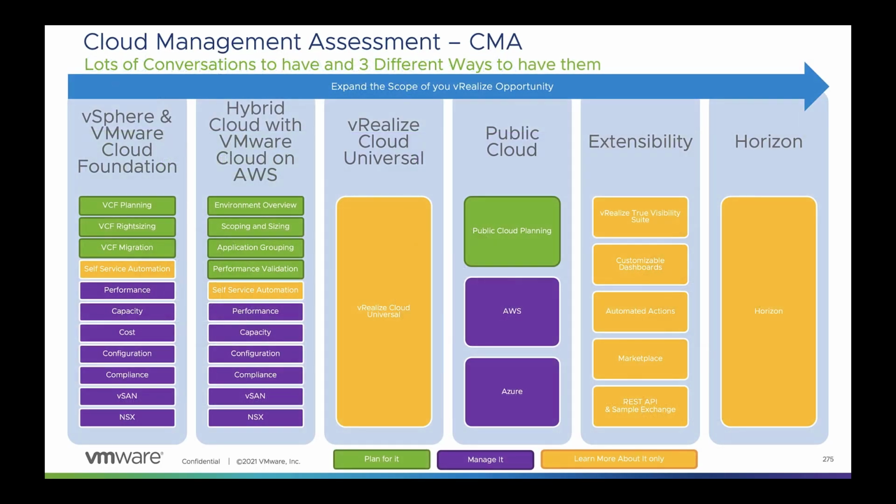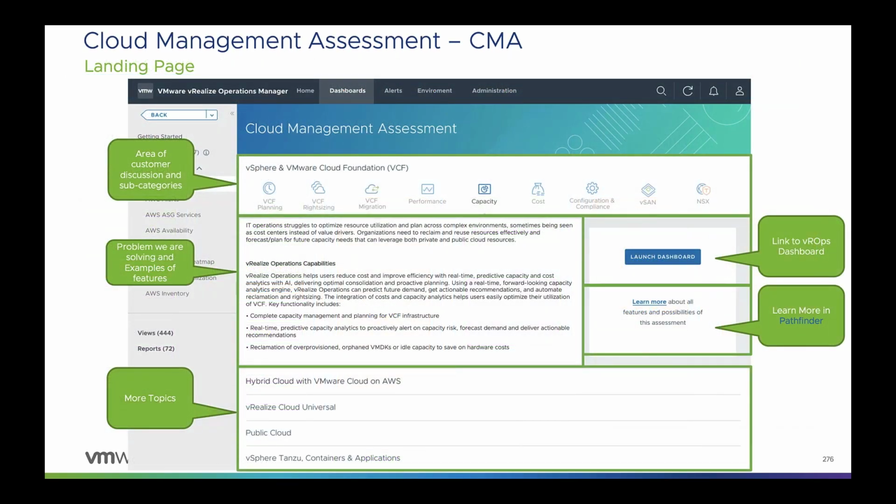So if we color those same modules we were looking at before, we can see that those planning sections are in green, we have the manage sections in purple, and then learn more about it in yellow. So just from a high-level perspective, this is a little bit about what we'll see when we launch into the Cloud Management Assessment. And of course, I will go deeper a little bit here when we jump into a demo. But this is just the portions of it, or the sections of it.